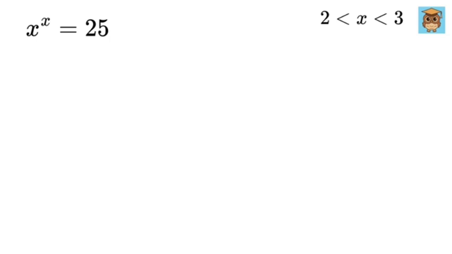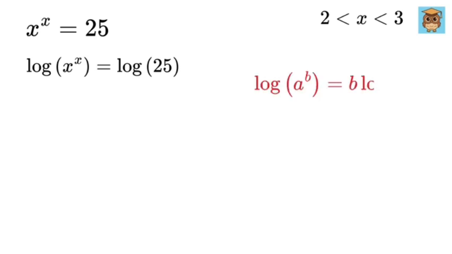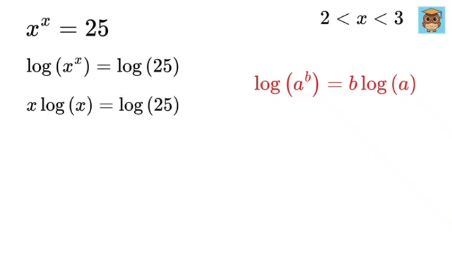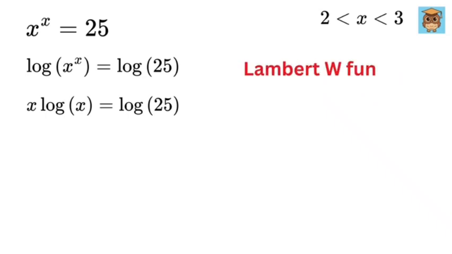Now, let us try to solve it using algebra. First, let us apply natural log on both sides. This gives us log of x raised to x equals log of 25. Now, using the power rule of logarithms, we can rewrite this as x times log of x equals log of 25. In order to solve it further, we will use the Lambert W function.